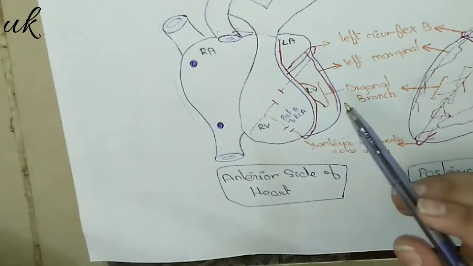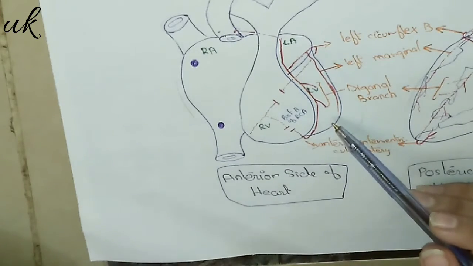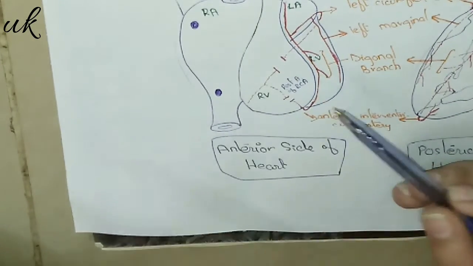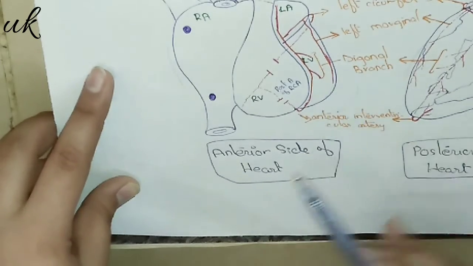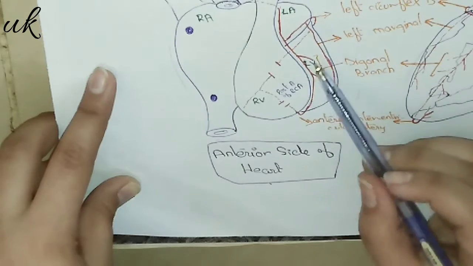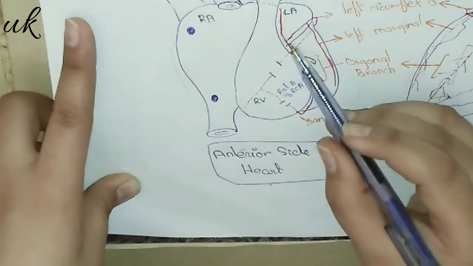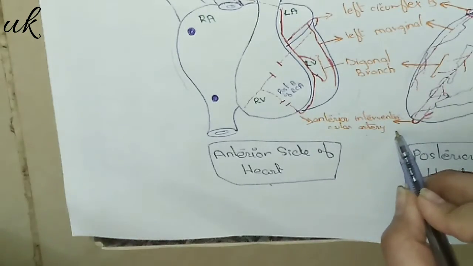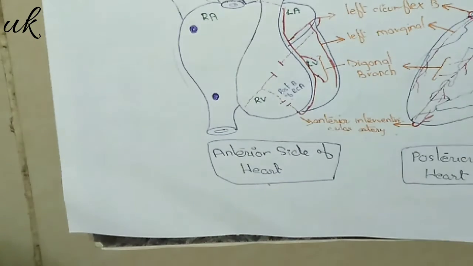One important point is that during its course, one or two diagonal branches may arise. You can see here, these diagonal branches arise and descend diagonally across the anterior surface of the left ventricle. This is the left ventricle. These diagonal branches arise from the anterior interventricular artery, which terminates by anastomosing with the posterior branch of the right coronary artery.